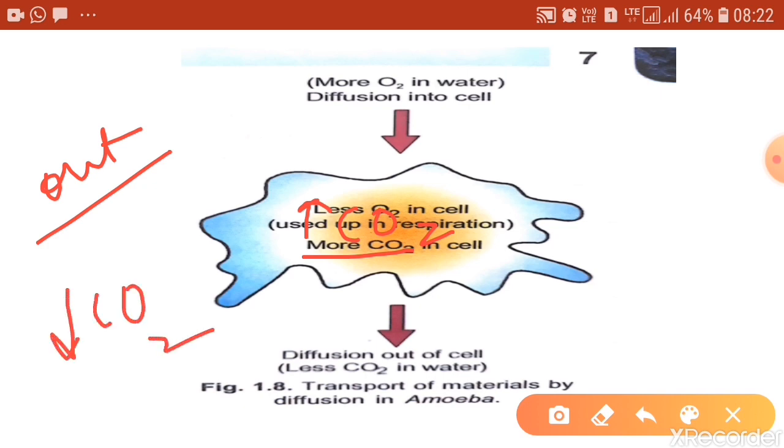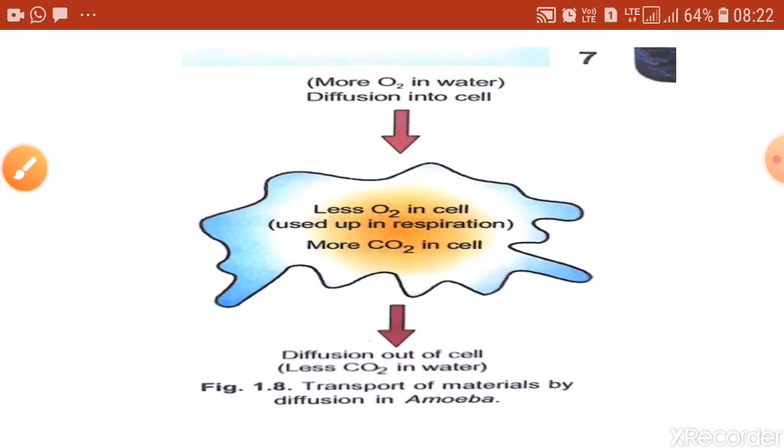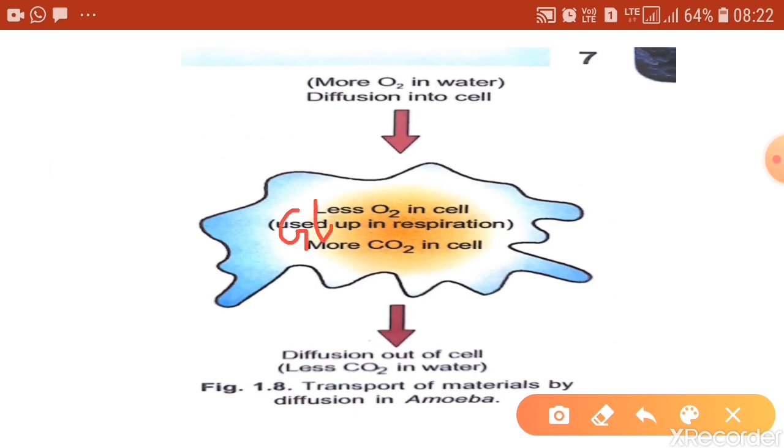As a result, carbon dioxide diffuses from the region of higher concentration inside the cell to the region of lower concentration outside the cell. At the same time, let us see how oxygen diffuses. Now, oxygen is continuously being consumed inside the cell. Glucose is oxidized, and for oxidation, for respiration, oxygen is required, right?